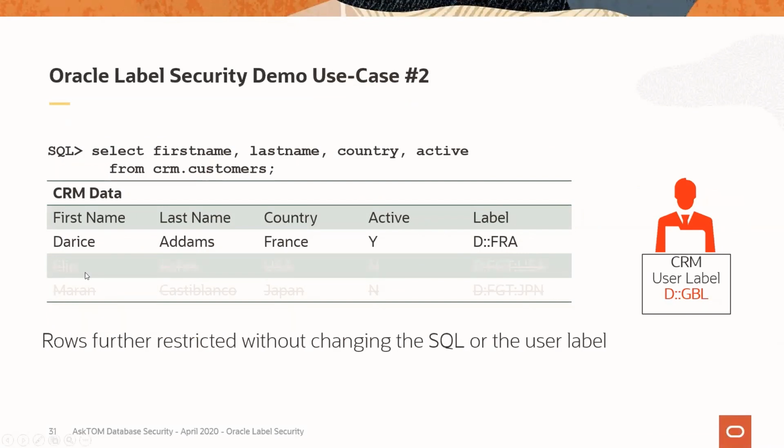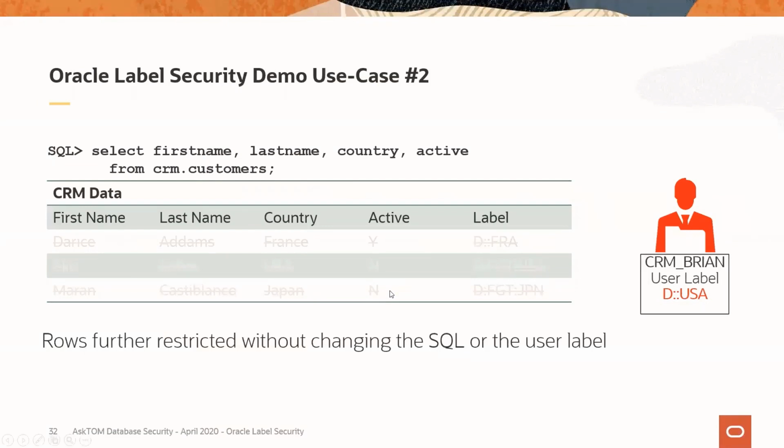That same query we saw in use case 1, where CRM saw all of the data, the CRM application would only see 1 out of 3 of these rows because 2 of these rows have an active status of no, so they should not show up to the application.